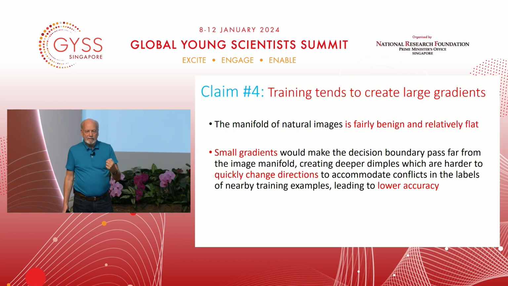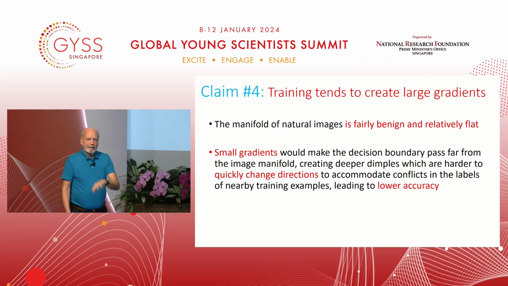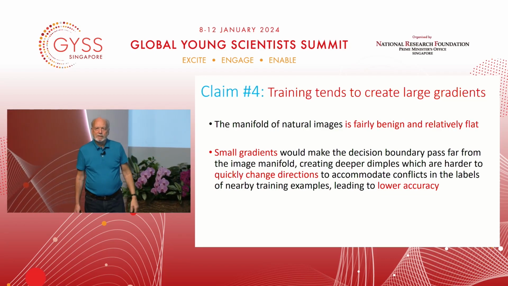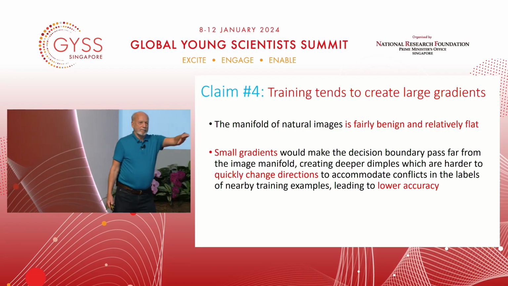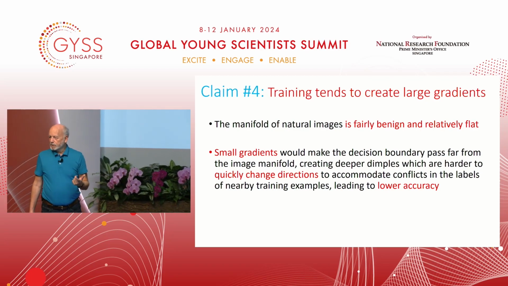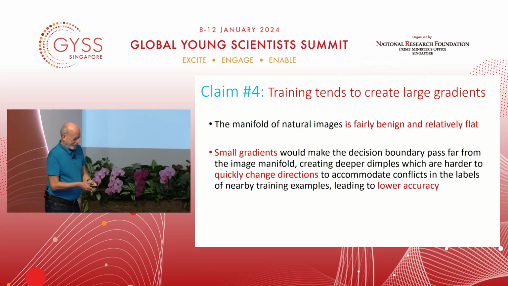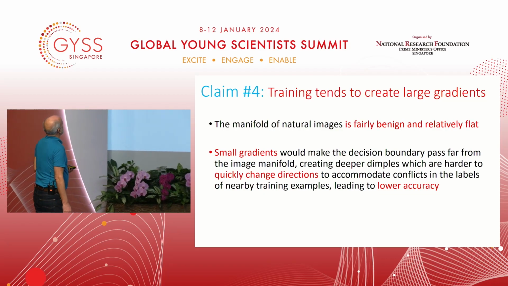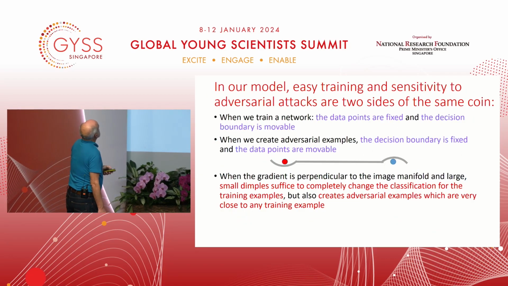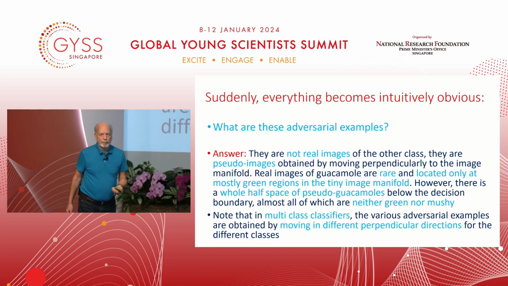level of being a cat, it will have to be way above the decision boundary. So the decision boundary will have to dip very low. So networks don't like to make such big changes in direction. They prefer to very gently undulate above and below the training examples, but this implies having large gradients, which is the reason why you have short distances from the given examples. Okay, so let's skip this. So suddenly everything becomes intuitively obvious.